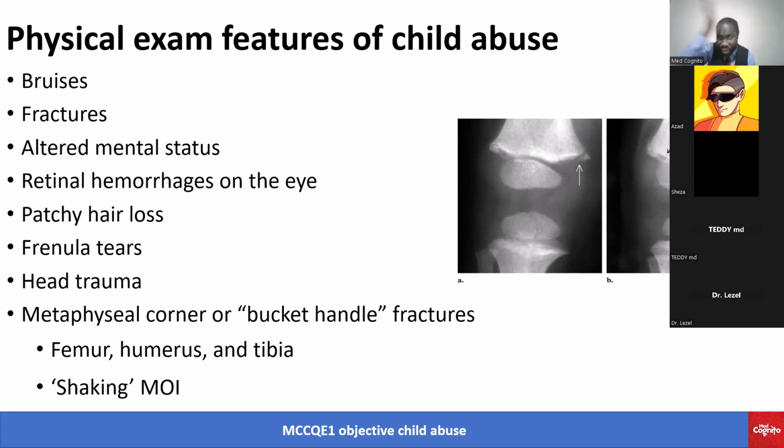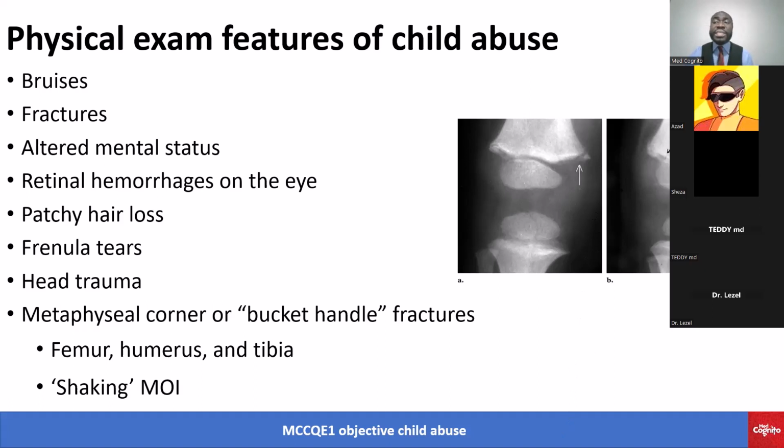And then head trauma. And then we also have what we call metaphyseal corner or bucket handle fractures. So if you see something we call bucket handle fracture, that means there was a pull on that limb, on the leg, right? So if you see this kind of fracture, it is almost always abuse.